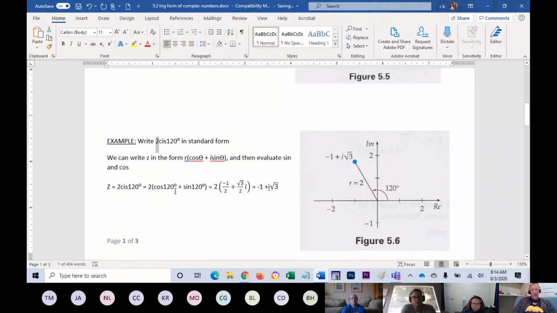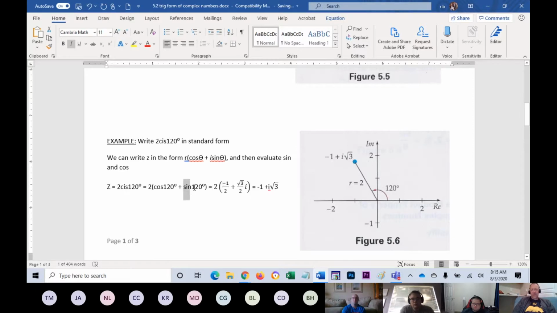And so the idea here is 2 cis 120 can be written as 2 times the cosine of 120 plus I times the sine of 120. So let's think about this for a minute. Now, most of us don't remember the cosine of 120, but we do know that the smaller angle here is 60 degrees. So the cosine of 60 is 1/2. However, because I'm in quadrant 2, I know that it's going to be a negative 1/2, because all students take calculus. So the sine is positive, but the cosine is negative.